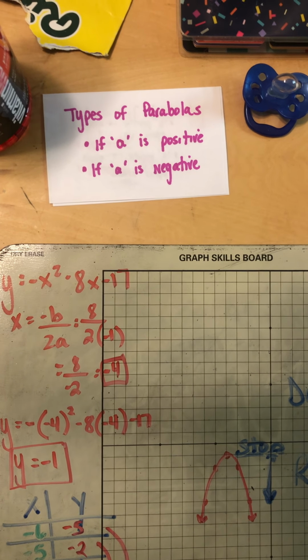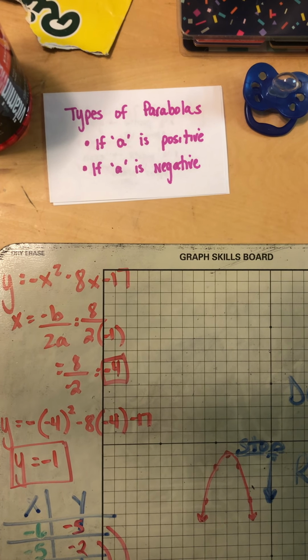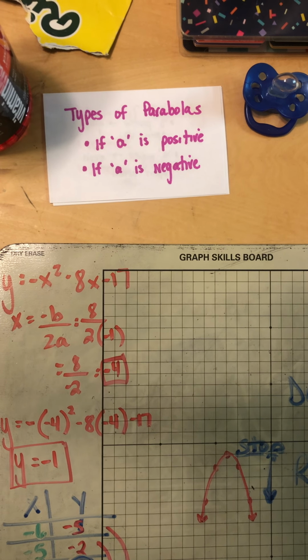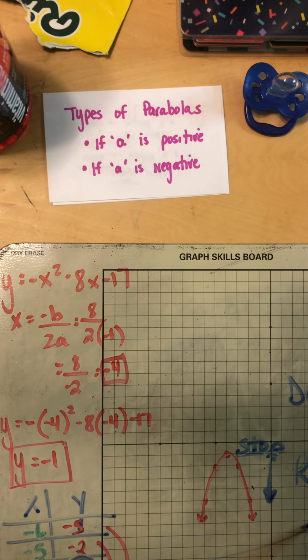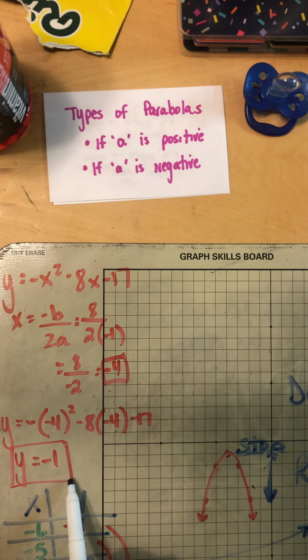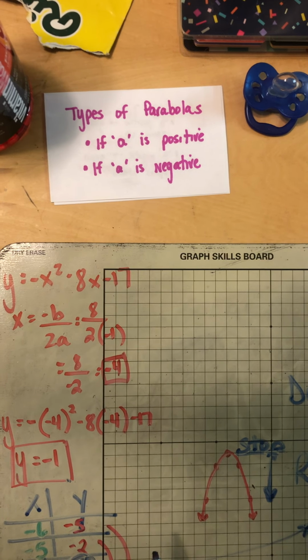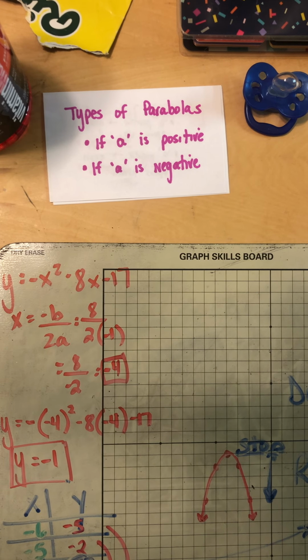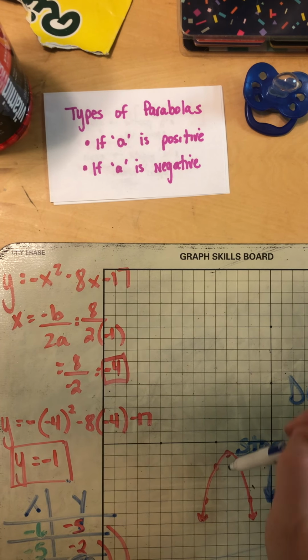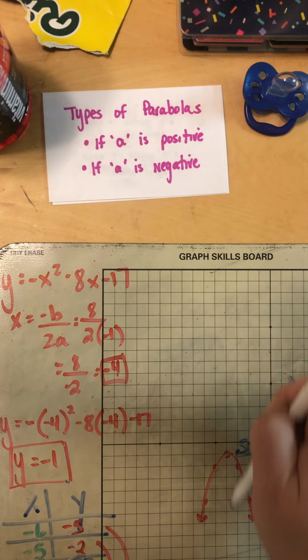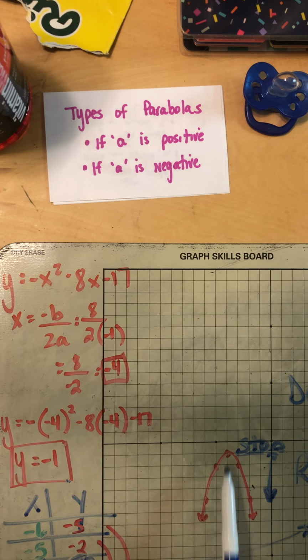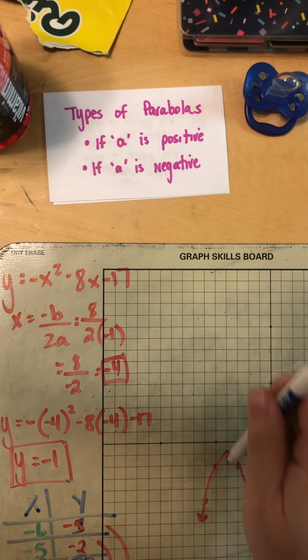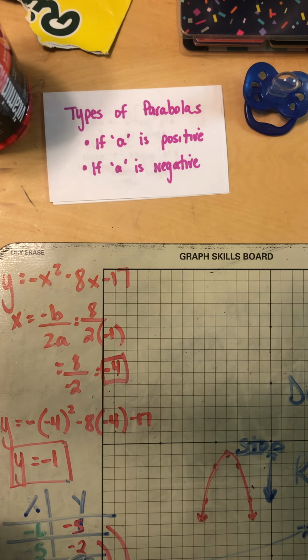So if you notice, your y that's right here is also going to be what your range is. The y that we found up here is also what your range is. And it's going to be either greater than or less than. Greater than or equal to is going to be up, so it's going to be a positive. Less than or equal to is going to be a negative, so it's going to go down.